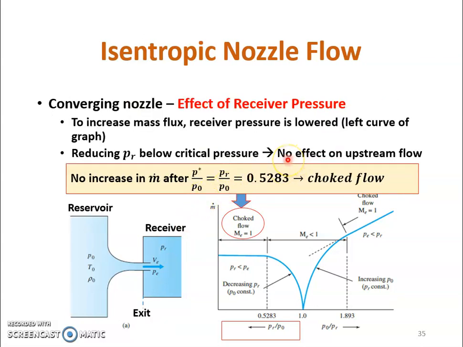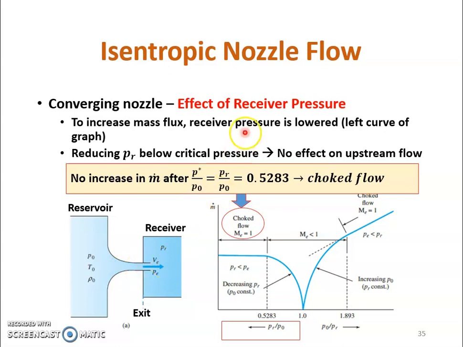Just now I mentioned that if we were to reduce the PR further below the critical pressure, there is no effect on the upstream flow. This is the upstream flow from the reservoir. You cannot push the flow more. It's actually the maximum mass flux, or mass flow rate.